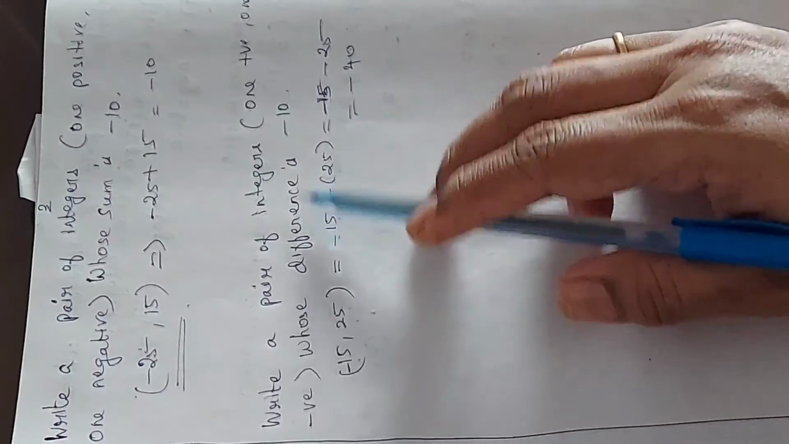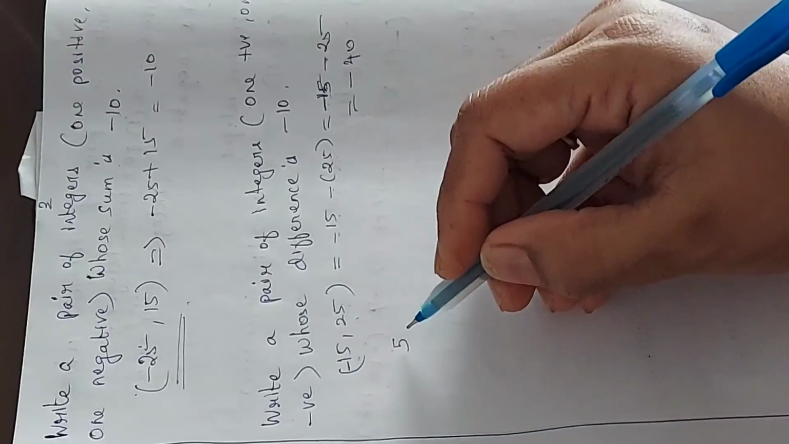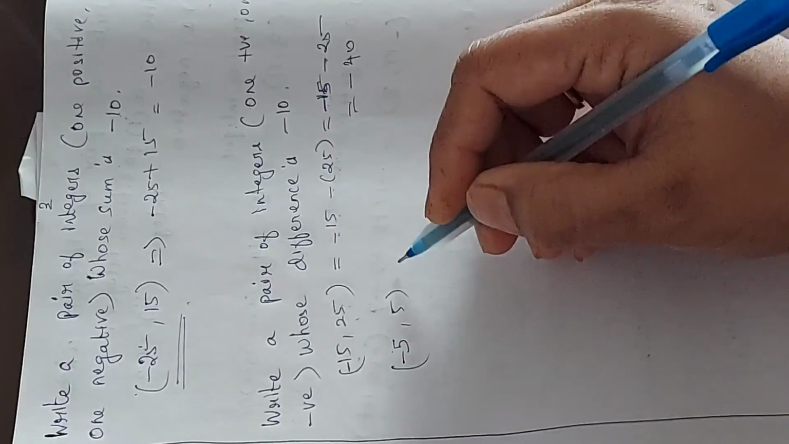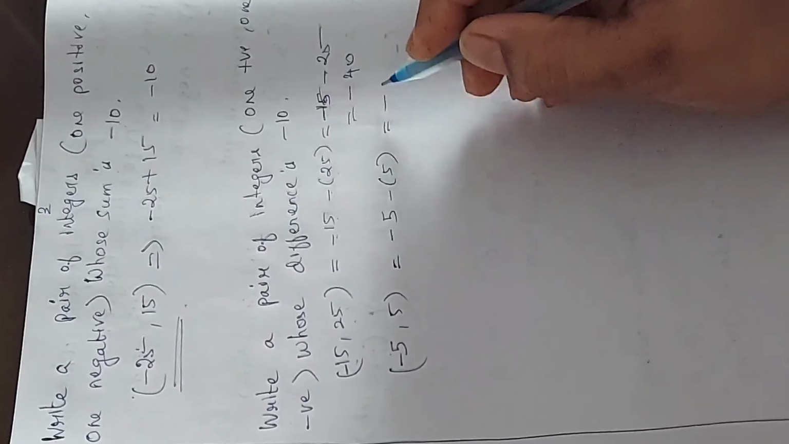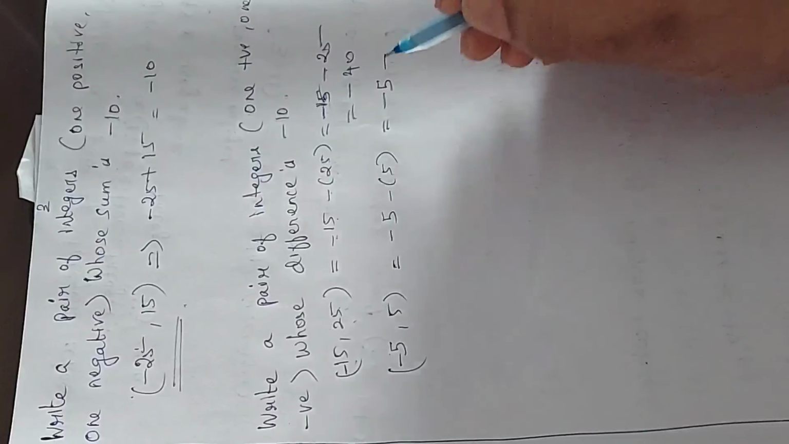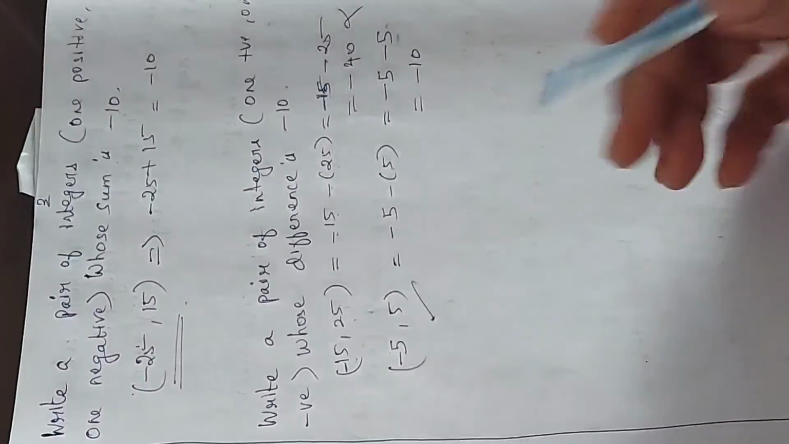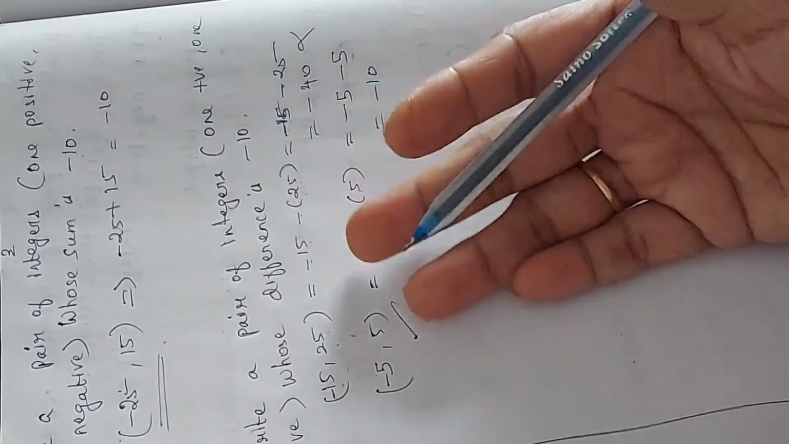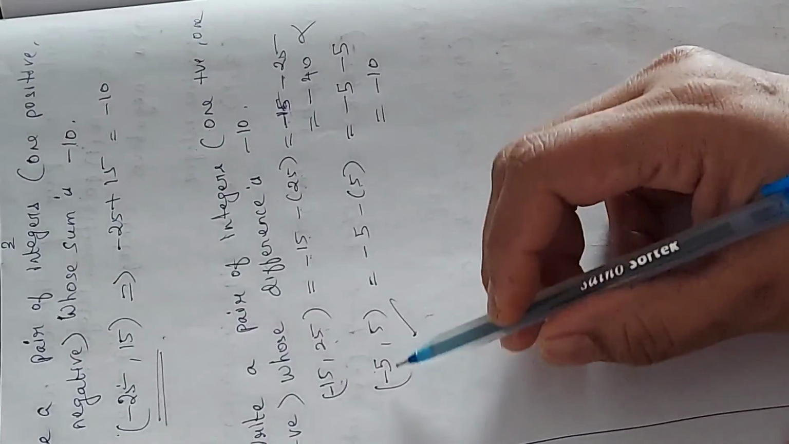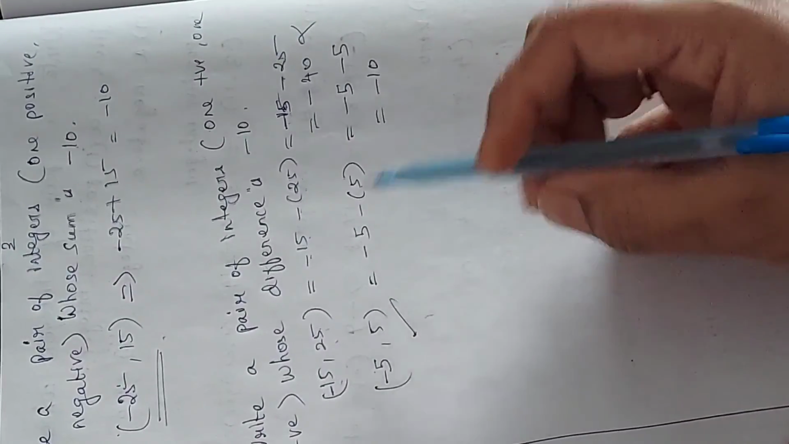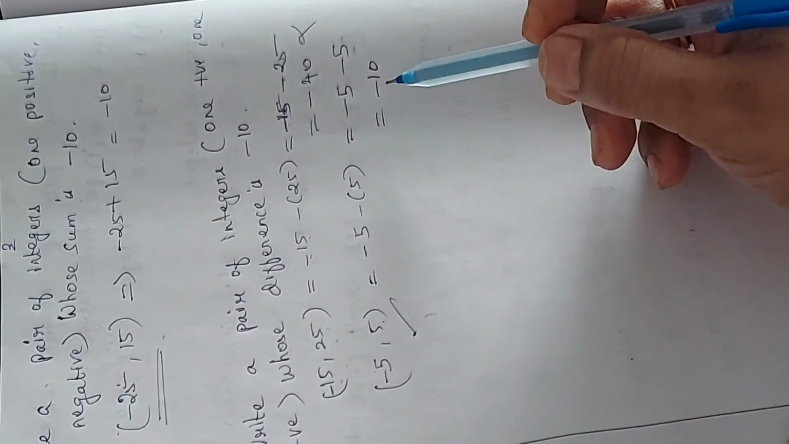We don't need 40, we want only minus 10. So if I take minus 5 and 5, then the difference will be minus 5 minus 5. So minus 5 minus of plus 5 is minus 5 minus 5, so I will get minus 10. So this is the wrong pair and this is the right pair. Okay children, you can check like this and you will find the correct answer. So minus 5 comma 5 is the answer. Only then will you get the difference as minus 10 when we subtract both the integers.